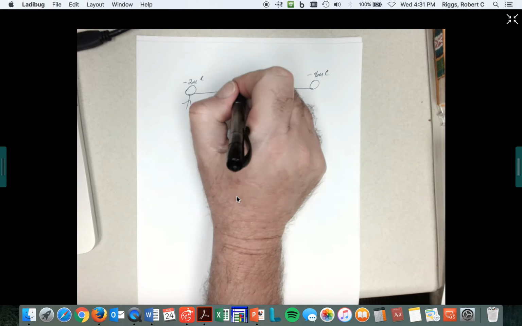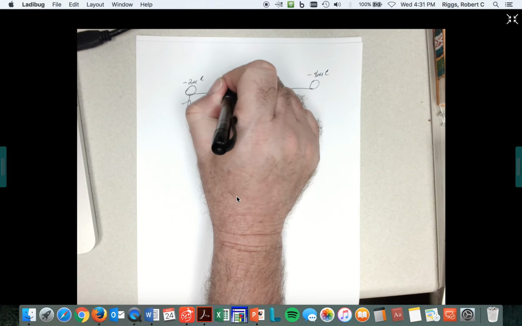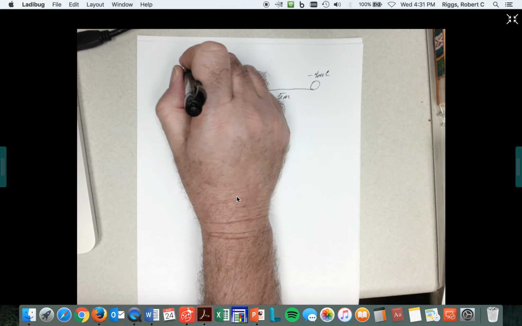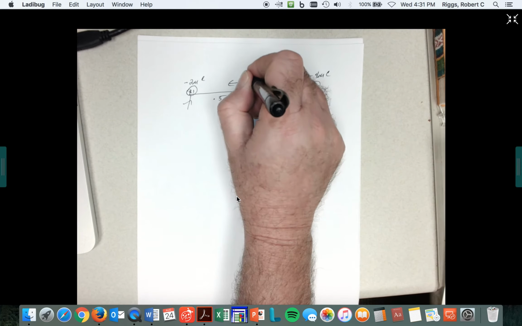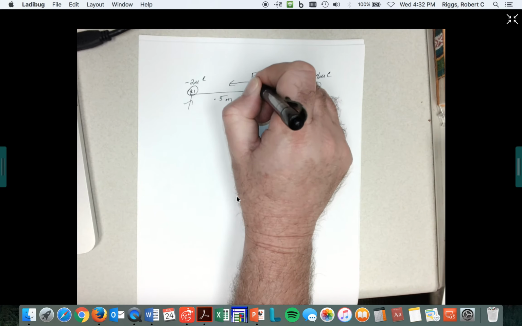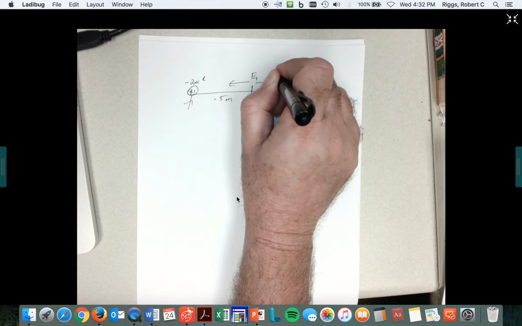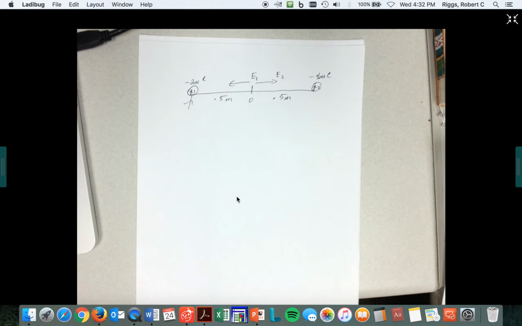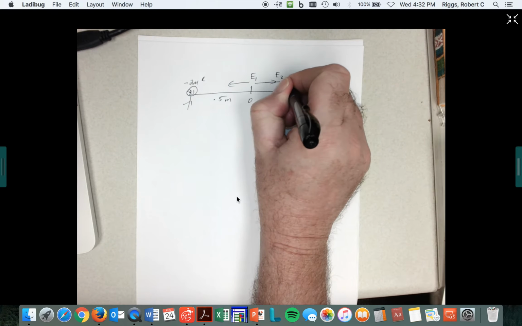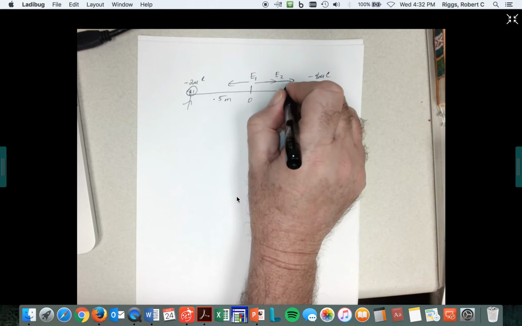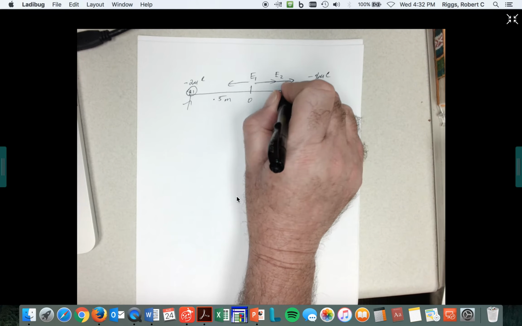All right, so at the origin, this is charge 1, and this is charge 2. So E1 is going this way, and E2 is going this way. A better question than the one they asked is: where on here is the E field going to be 0? Well, right here, this vector is going to be much bigger because this charge is bigger, so the electric field is going to be bigger.